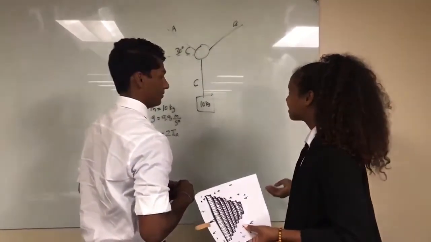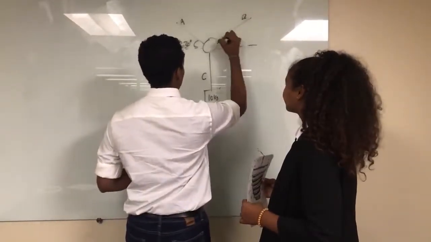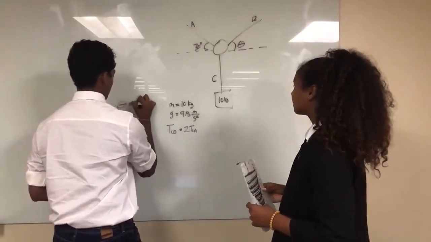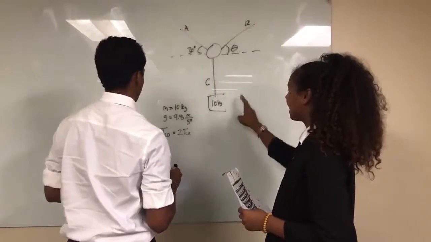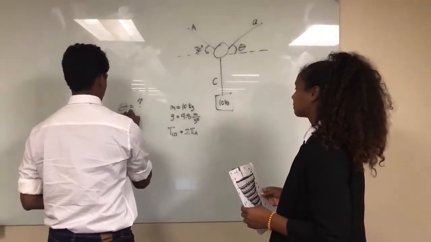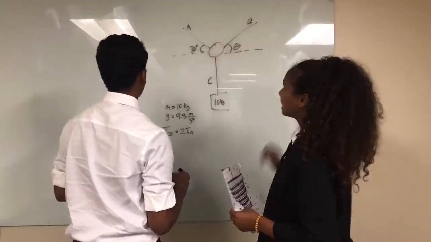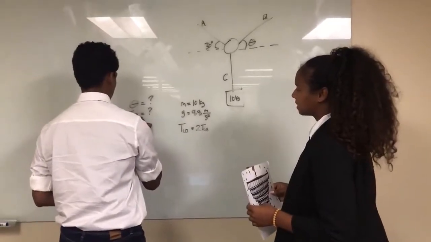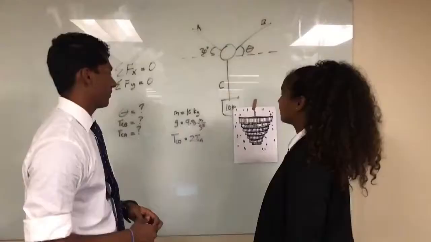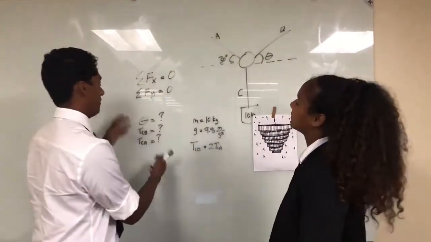What I don't know is this angle, so I guess we call it angle theta. I don't know the force acting on this tension C. And I also don't know tension CA and tension CB. Alright, so we know what our knowns are. We have our unknowns. We got to find these.